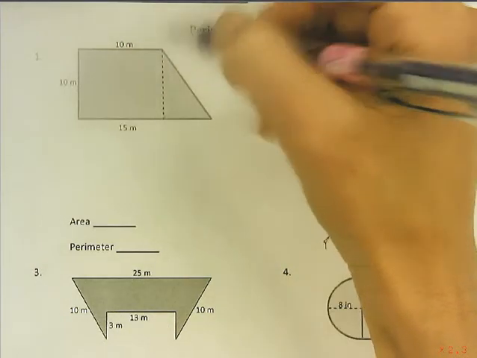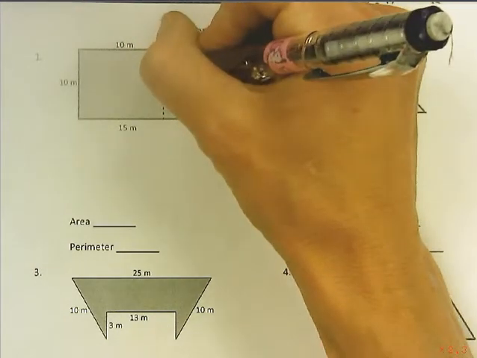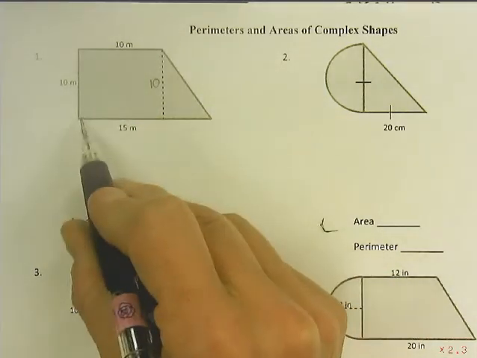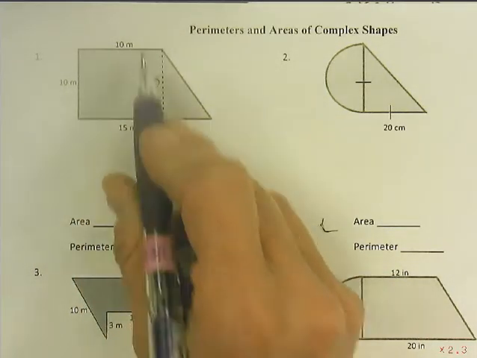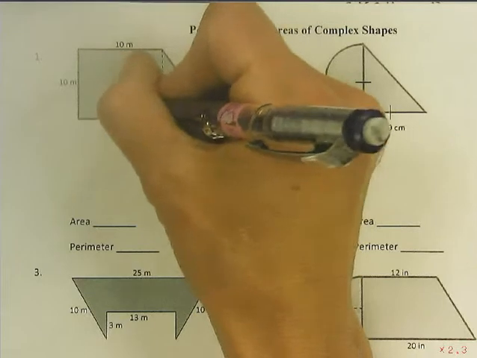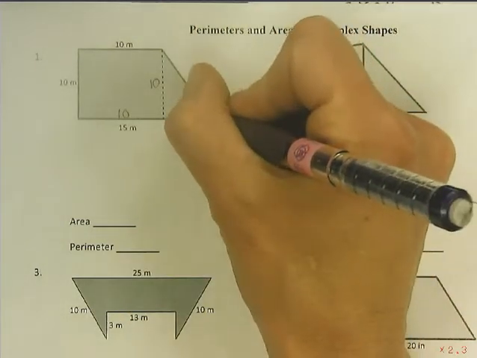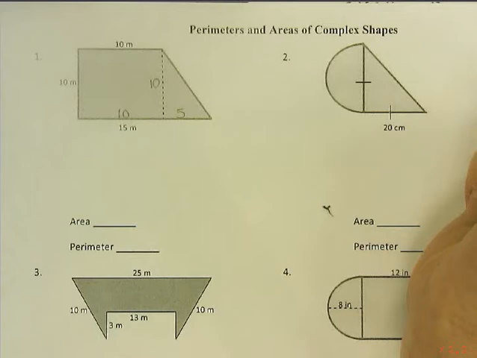this height of the triangle as 10 also. And this 15 is referring to this entire length, so that means this has to also be 10. And we can fill in this remainder length has to be 5. Okay, so what else can we find?